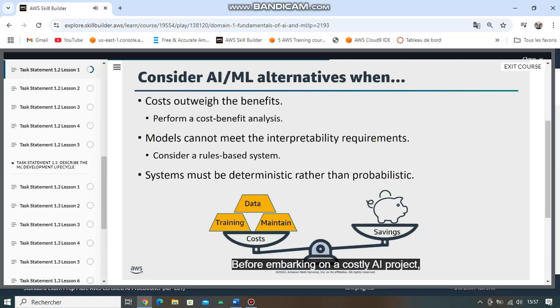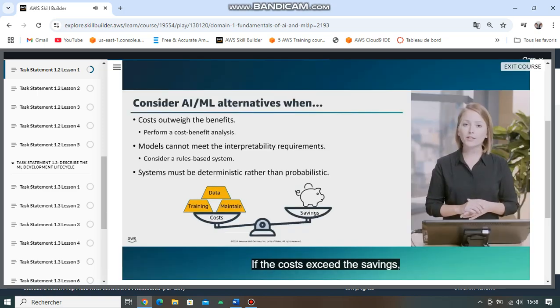Before embarking on a costly AI project, you should be certain that the benefits to the business will outweigh the costs of the AI solution. For example, have targets for the dollar amounts of fraud and waste reduction, and then estimate the costs to build a model to meet those targets. If the costs exceed the savings, then you probably shouldn't proceed.